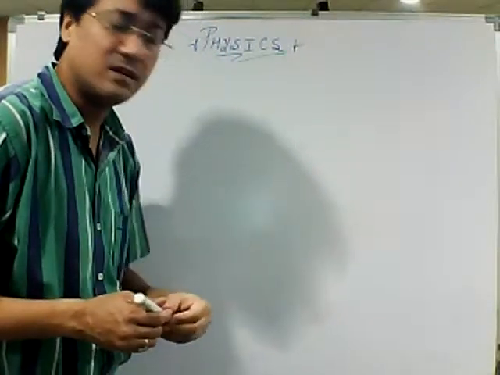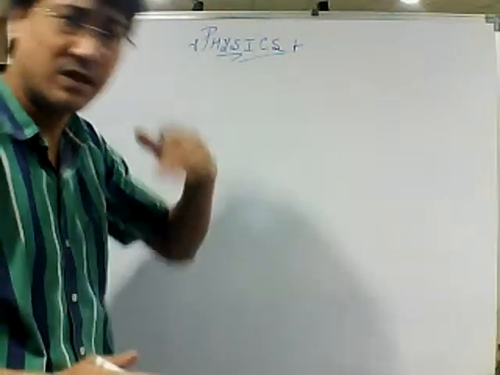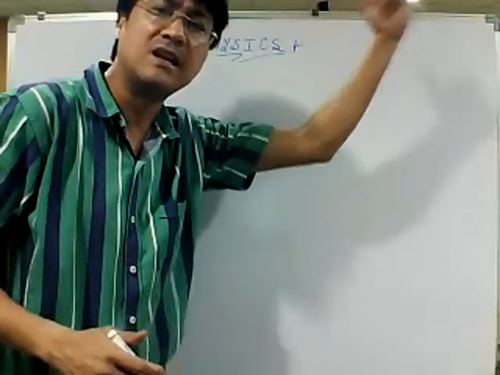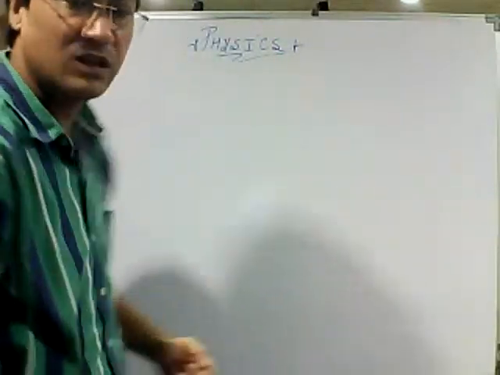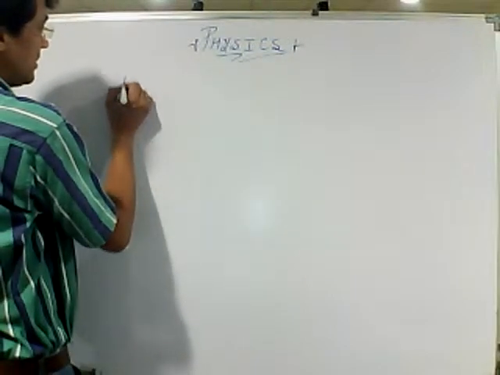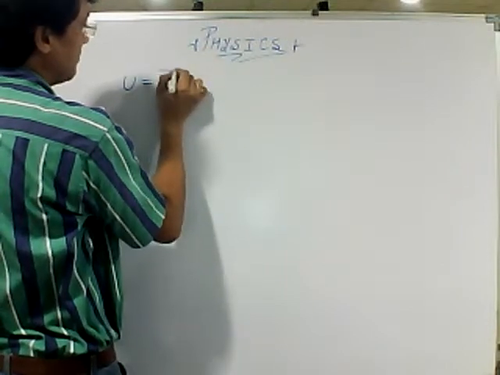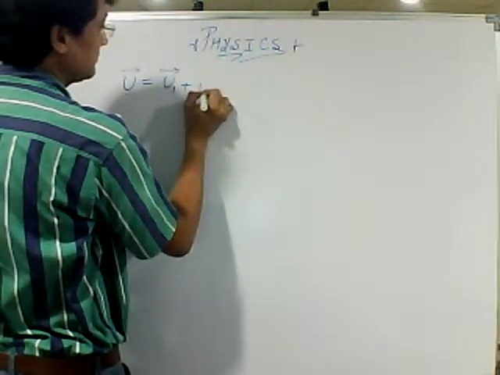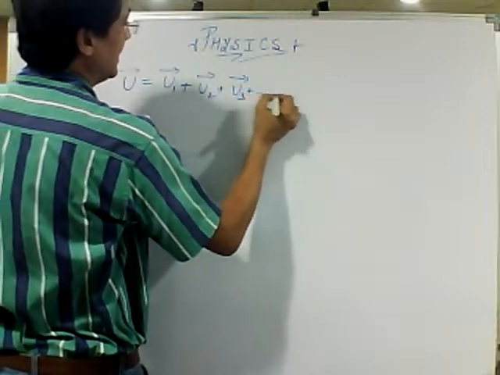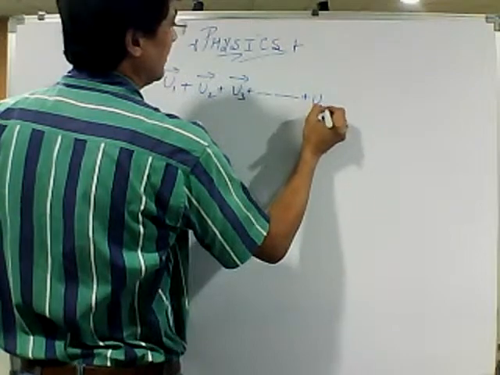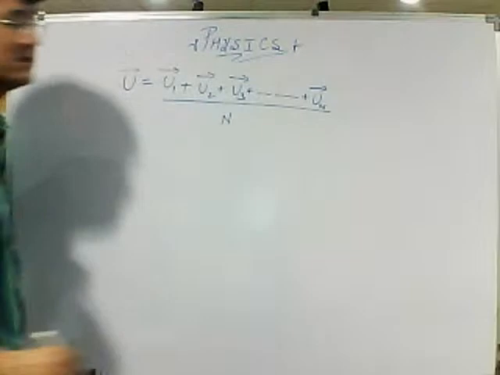So if you need to take the initial velocities, the initial velocity of each electron, let it be u1, u2, u3, and for n number of electrons, let us take it as un. The average initial velocity will be the sum of the velocities of each individual free electron divided by the number of particles.